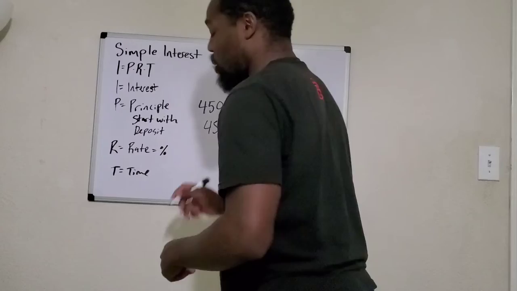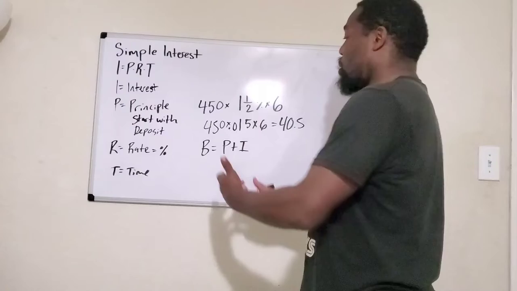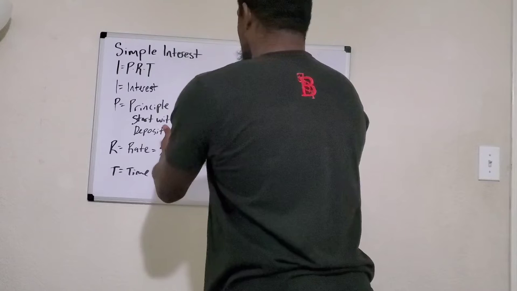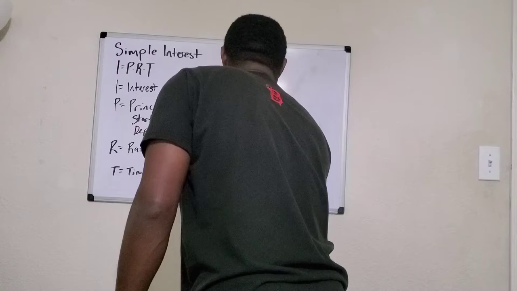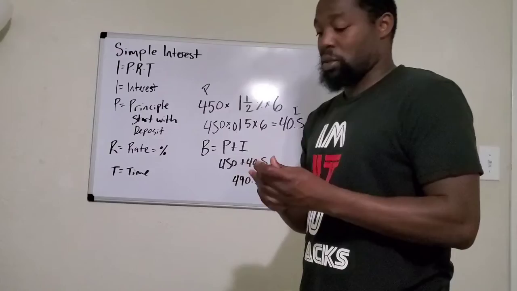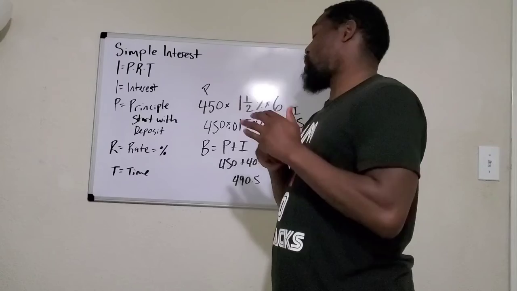Now remember, for balance, B equals P plus I, right? P plus I, and then we can just take our numbers that we know. We knew that this was the B, and this was our I, or you can put the P right there. And we're just going to say 450 plus 40.50, and that is 490.50. There you go, and that's it. That was the balance. That's how much money this account would have after 6 years with a 1.5% interest rate, and it started with $450. After 6 years, this person would have $490.